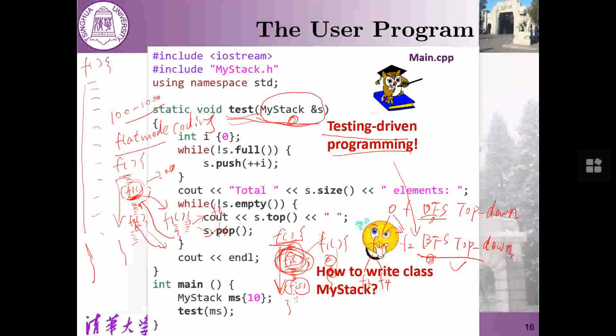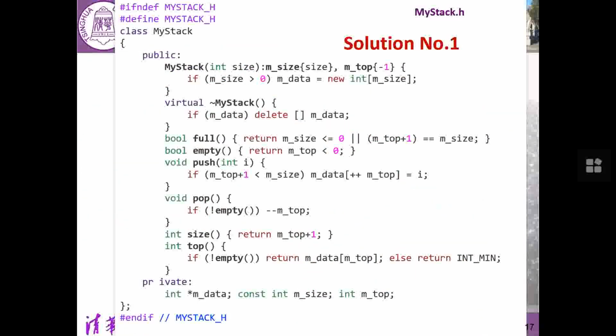Okay, now come back to our problem. How to implement my stack? This is one solution, a very simple solution. We use an array of integers, and then we use an integer to point to the top of the array, and then we can check whether it's full or not. We can also push one by modifying the pointer. So I'll now go into detail.